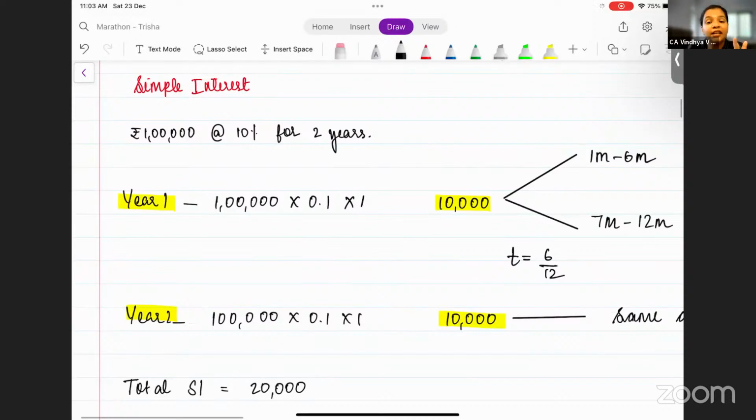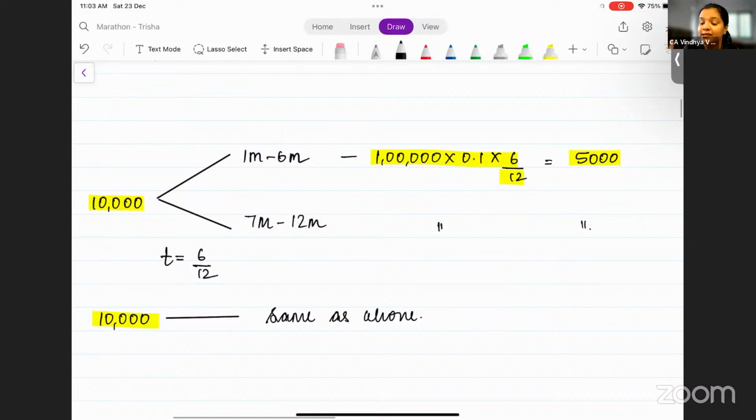Now, see here, year 1 and year 2, 10,000 and 10,000, correct? Similarly, first 6 months and next 6 months, everywhere it remained the same. What is the reason behind this? The reason is that the principal is not changing. This is the basic that you need to understand when it comes to simple interest. Under simple interest, the interest remains the same when the parameters do not change.